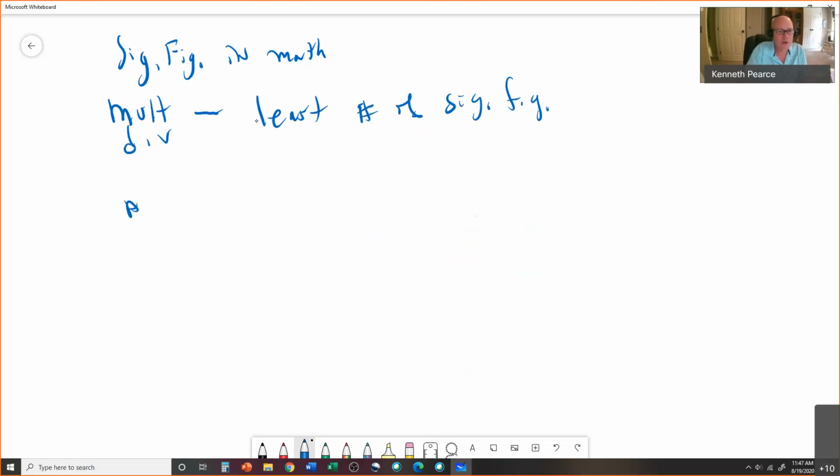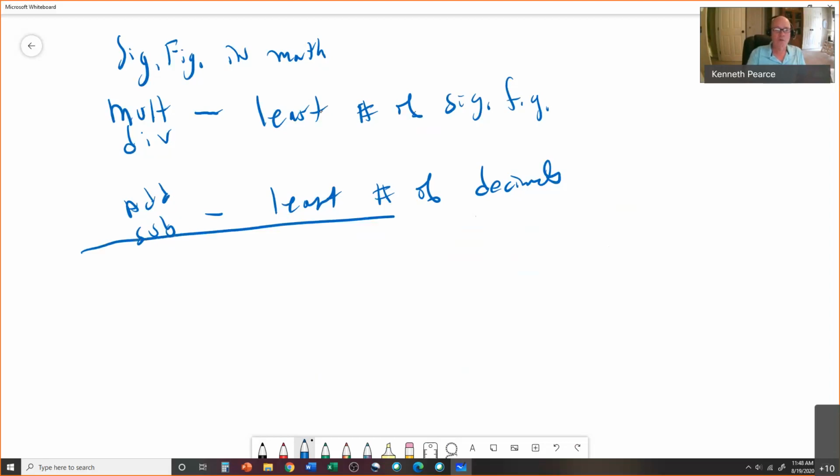And for addition and subtraction, you go by the least number of decimals, okay? And so to be able to do that, you have to be able to identify how many sig figs you have in the things that you're working with. And really the big thing that we're trying to emphasize right here is that if you have zeros, you have to know whether they're significant or not. But a lot of times with the math that we're doing, that does not become a problem. What ends up becoming a problem is you have to go carefully through the problem and figure out what the sig figs are for everything.